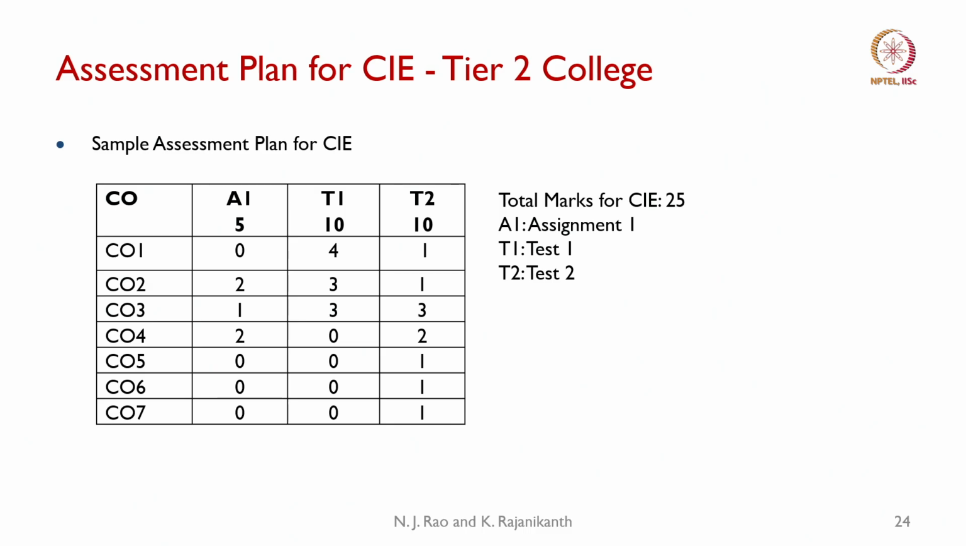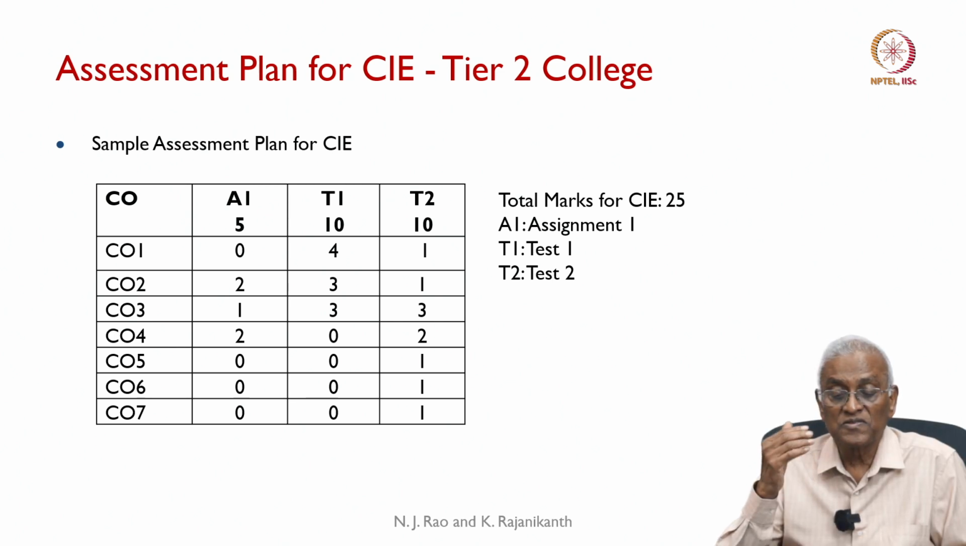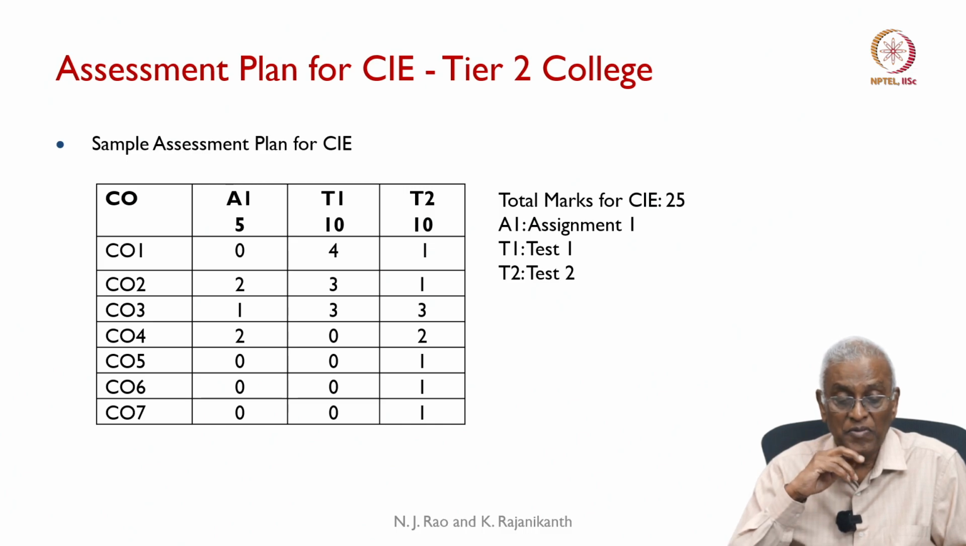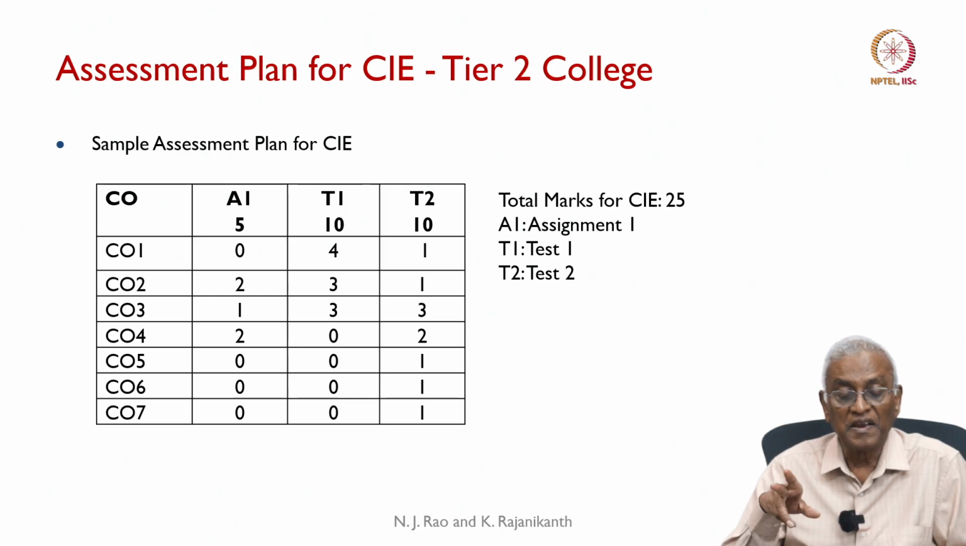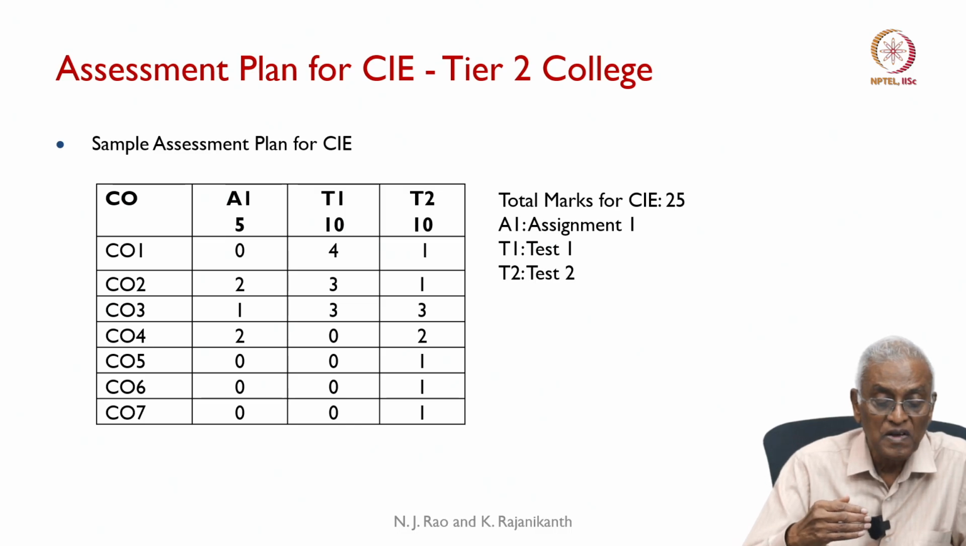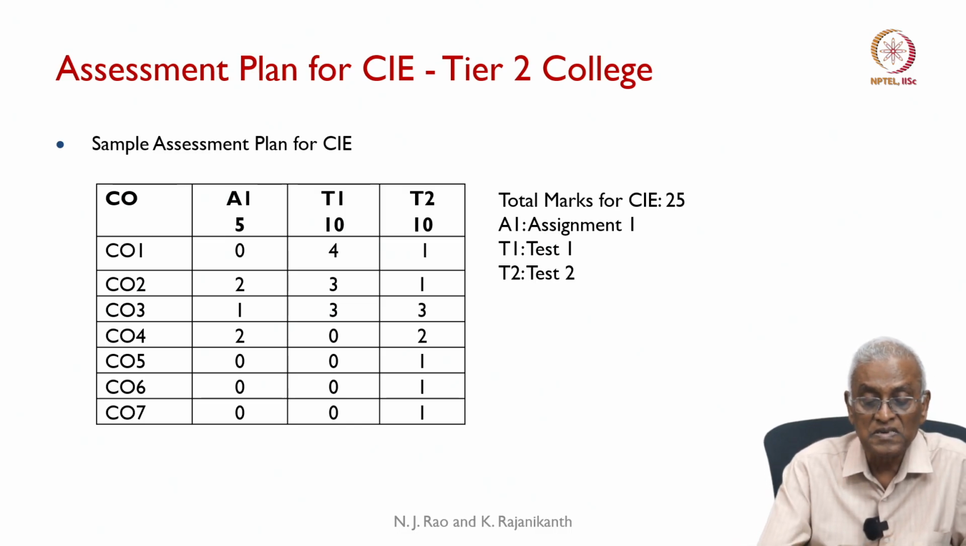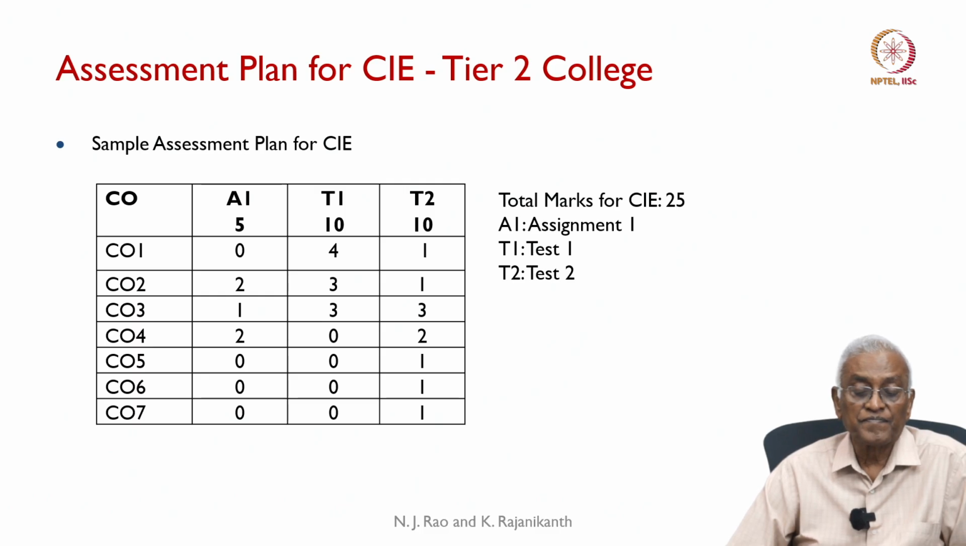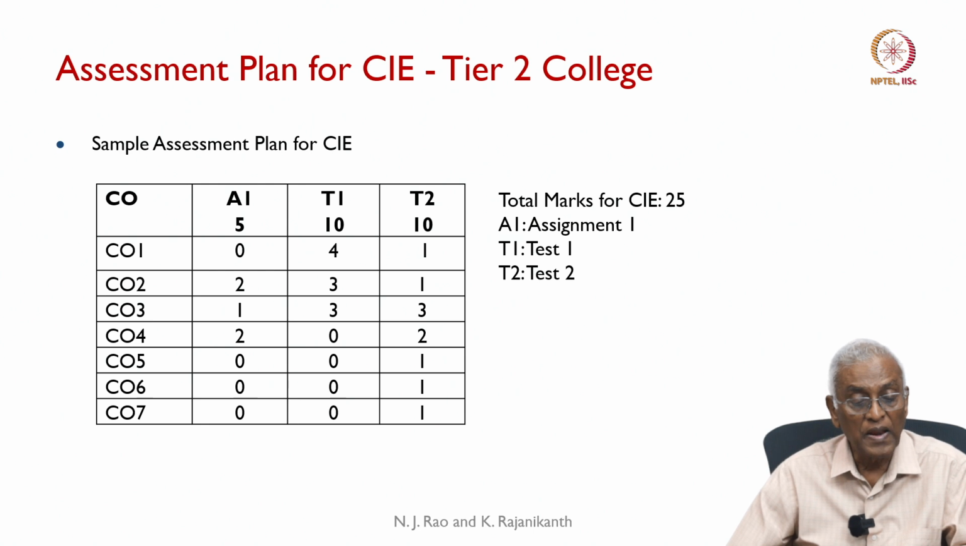Now when you come to tier 2 colleges, you have a slightly different thing. And here tier 2 college, at least the sample we are presenting, where you are only doing 25% marks for CIE, 75 is for SEE. But the process remains the same: one assignment, 2 class tests, 5, 10, 10. And we design the questions also slightly differently as presented here, and we compute it in the same way. Okay, these are the assessment plan.